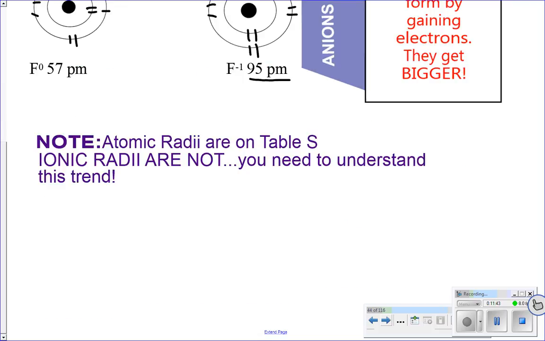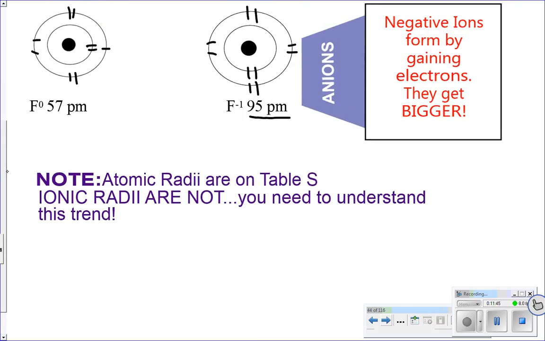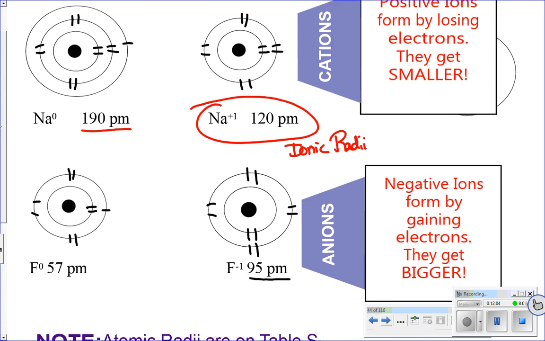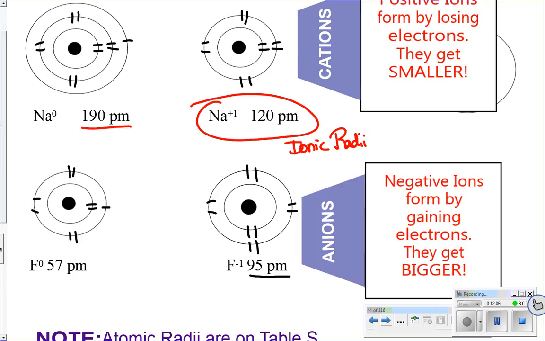And again, as I mentioned before, atomic radii are on Table S. Ionic radii are not. You don't need to know these numbers. I have seen them give them to you in problems, so you can answer questions with them. You just need to understand this trend. Any positive ion is going to be smaller than the atom it came from. Any negative ion is going to be larger than the atom it came from. So positives are smaller because they lost. Negatives are bigger because they gained. It's actually something that makes sense.